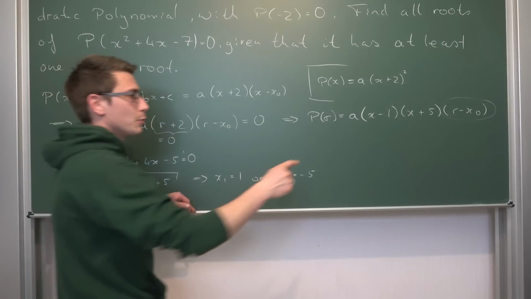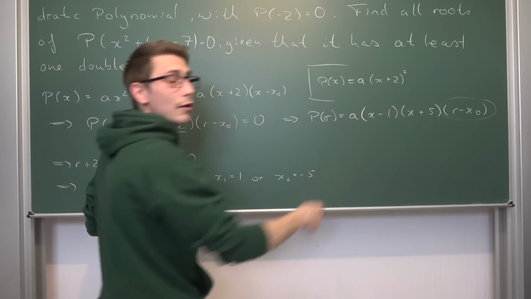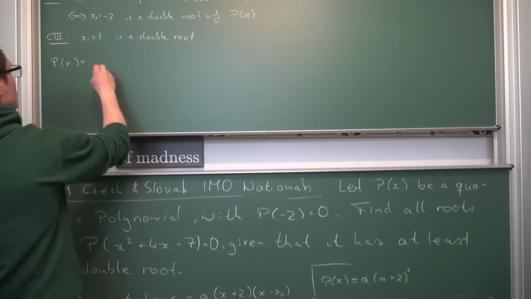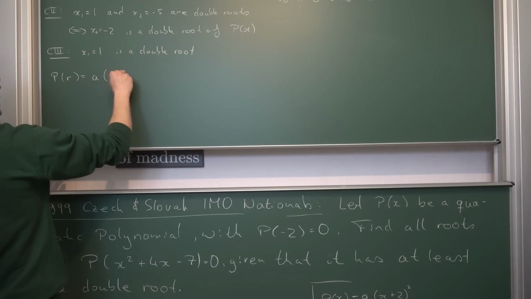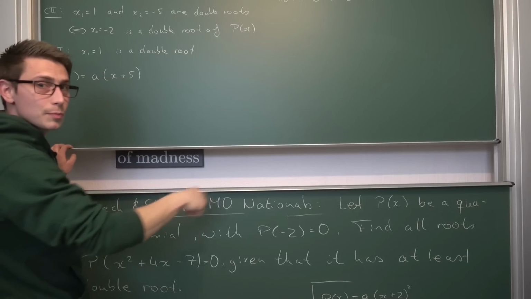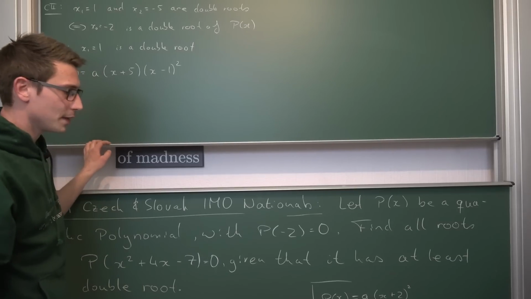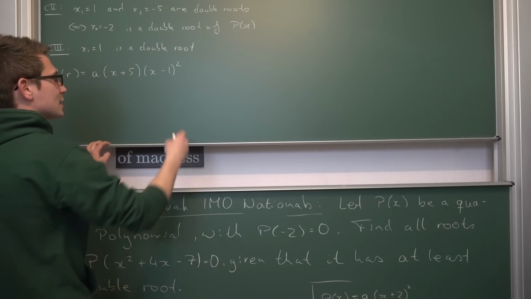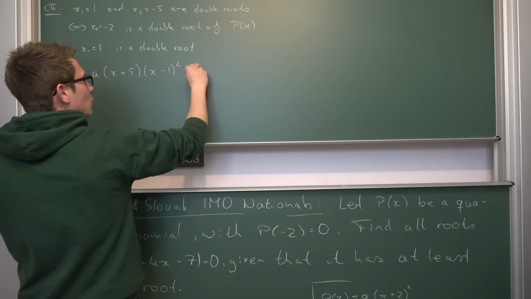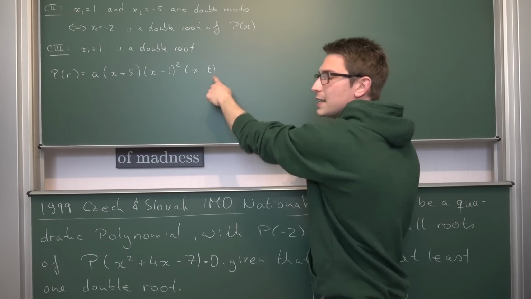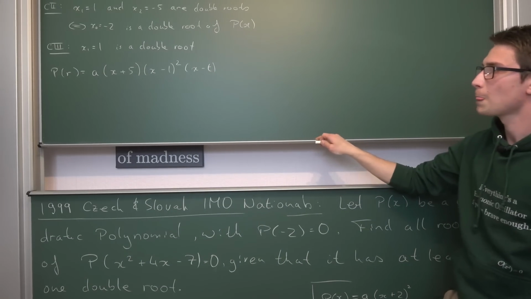But now we have an algebraic multiplicity of our root x1 of 2, meaning p of r is most definitely a times x plus 5, this is one of the roots by our first condition, then x minus 1 squared, and now we still have one left that we don't know anything about. We are going to call it x minus t for now. This right here is the last root that we need to find.